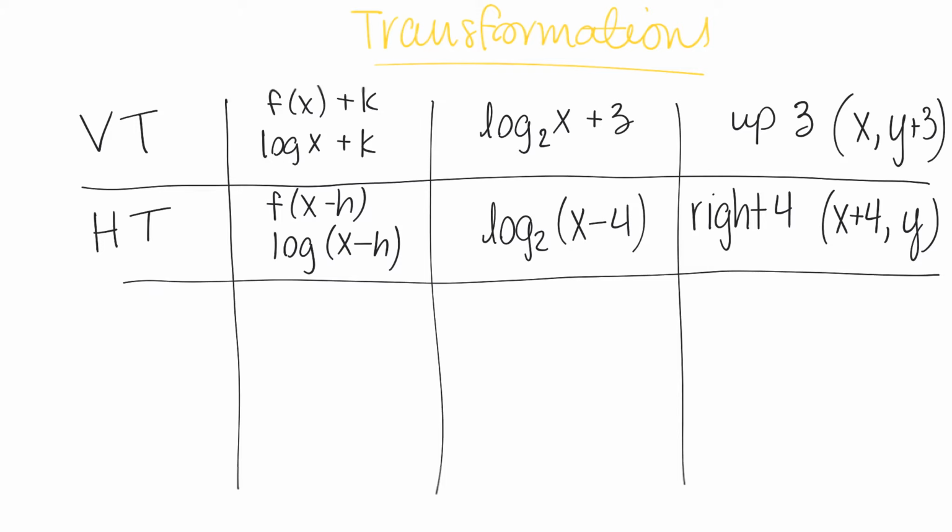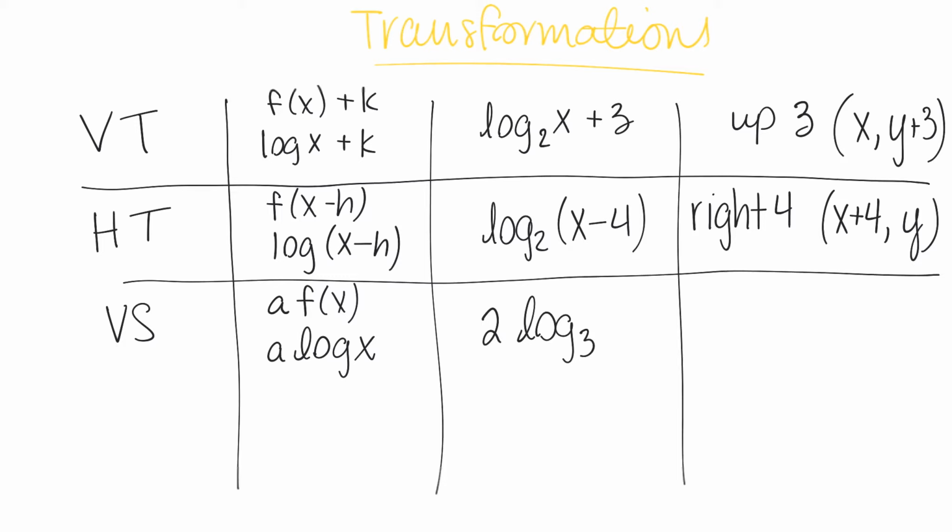Okay, let's keep going. Let's do a vertical stretch. A vertical stretch is usually a times f of x. So in our log, it's just going to be a times the log of x. That might look like 2 times log base 3 of x. And that's vertical, so vertical happens to our y's. This is going to stretch by 2, which means we're going to have x comma 2y for mapping notation.